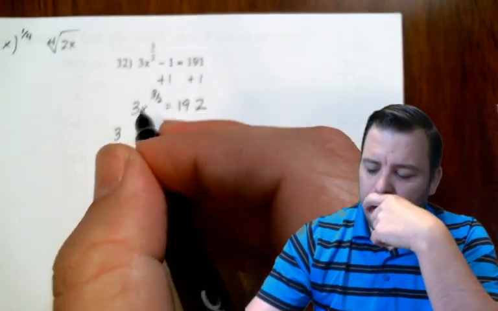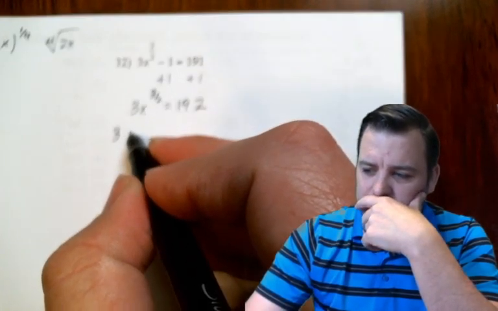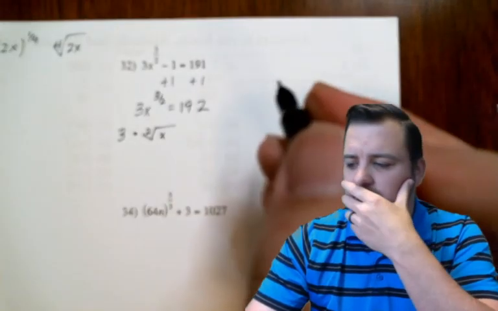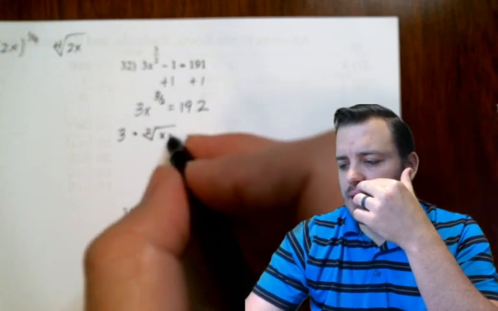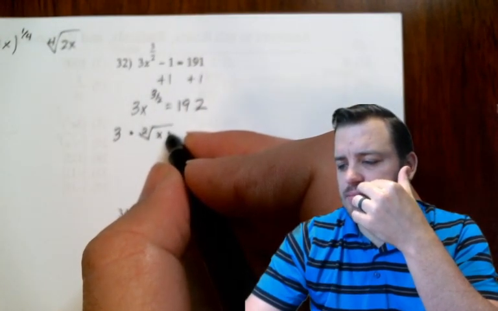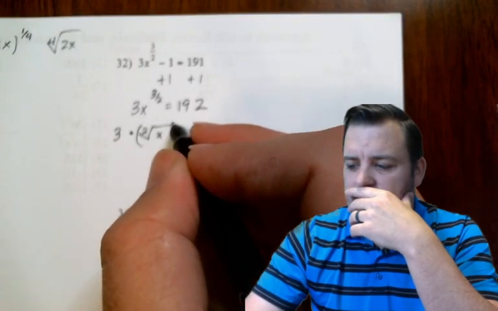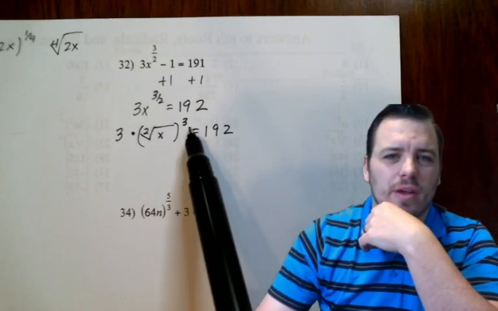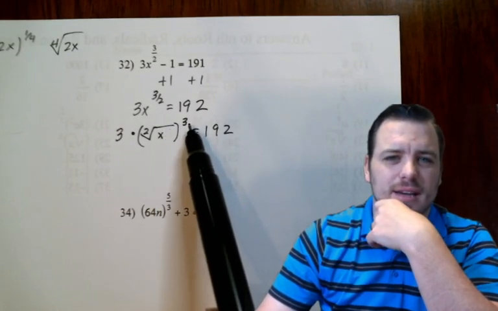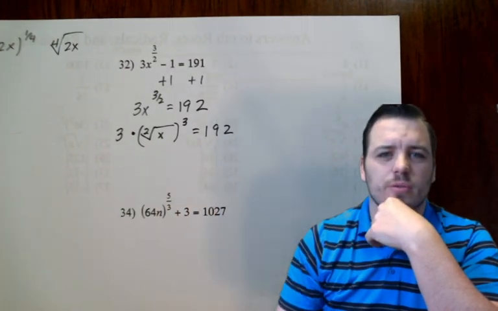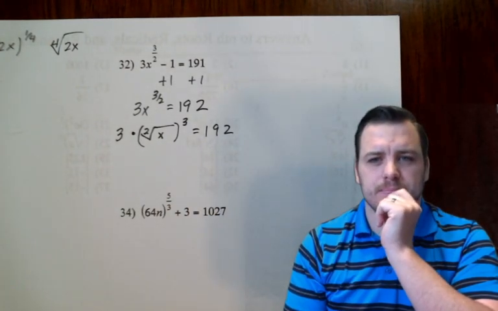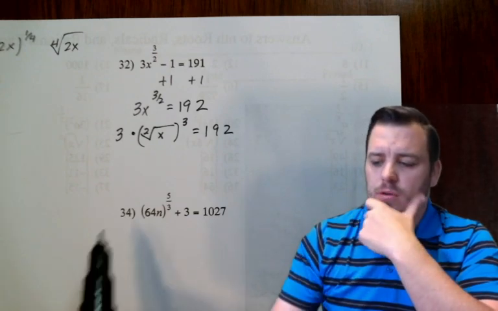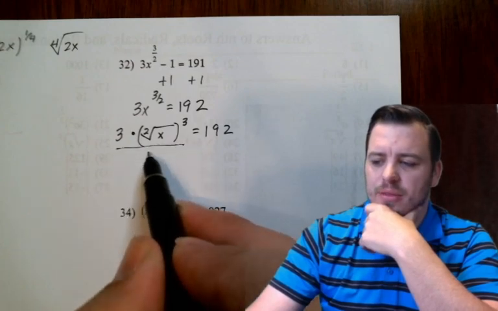3 times the square root of x cubed equals 192. I was thinking whether I should put the 3 on the inside with the x or on the outside. I think it's easier on the outside once we divide out. So this is being multiplied, so I can still divide by 3 on both sides.